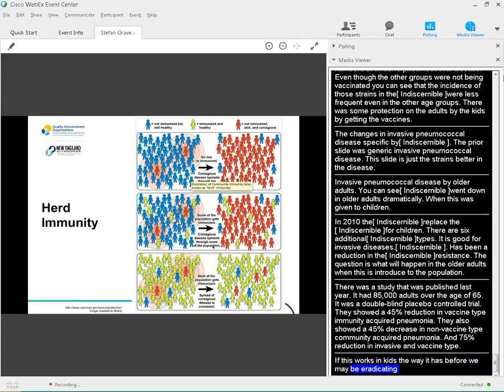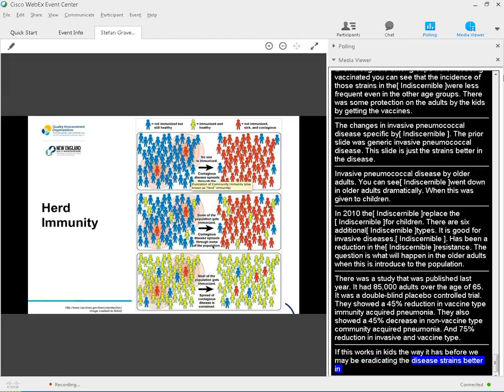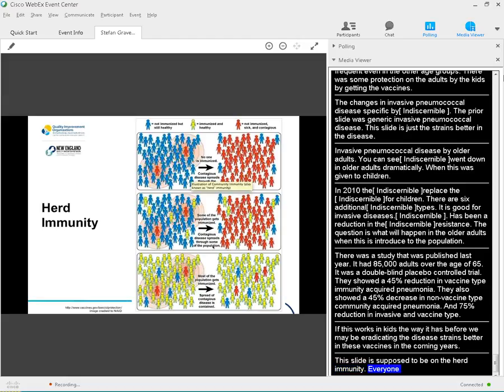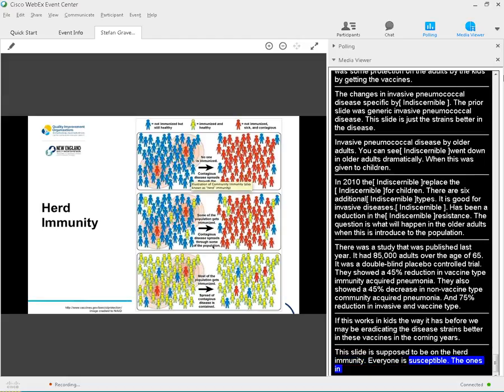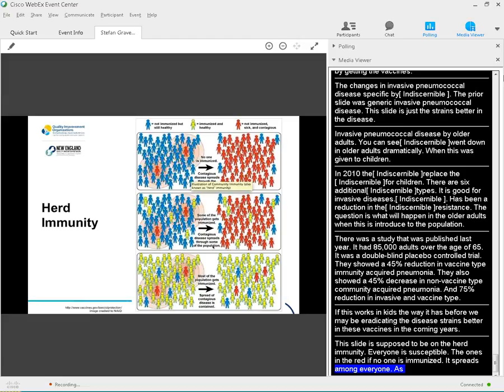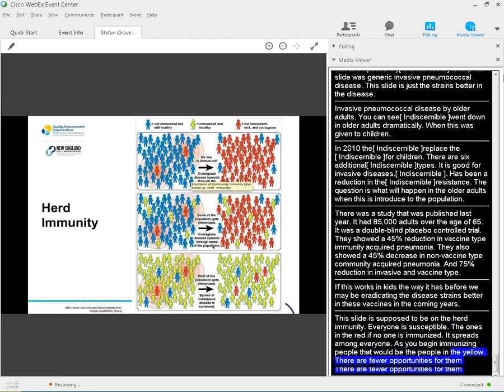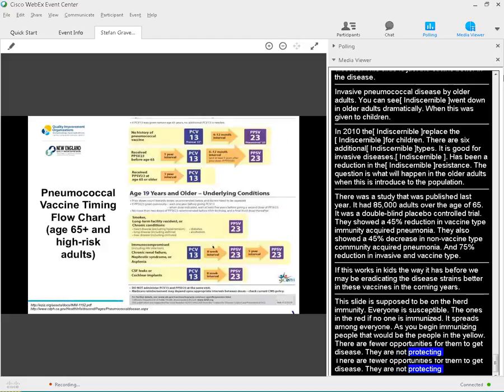See, this slide is supposed to be on herd immunity, and you're supposed to see everybody in the blue is susceptible, and the ones in the red, if no one is immunized, the reds are the ones that get the disease, because it spreads among everybody. As you begin immunizing people, those are the guys in the yellow, there's fewer opportunities for them to get disease, but they're not actually protecting a lot of people. If you protect a lot of people, then fewer people can get the disease in the first place, and the rest of them don't have anybody to transmit it to them. So you could spread the ability to be contagious.